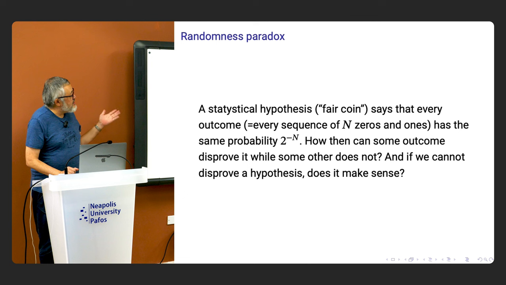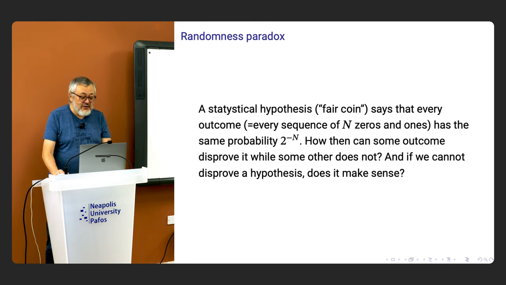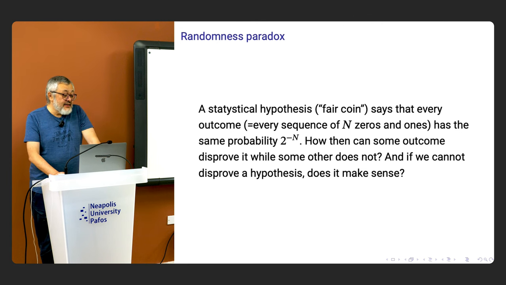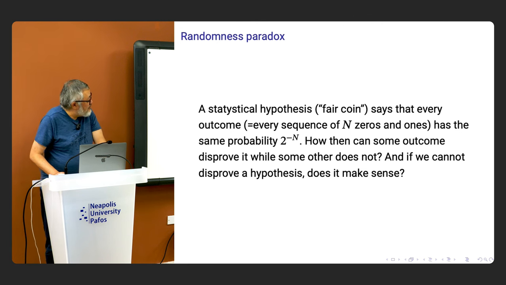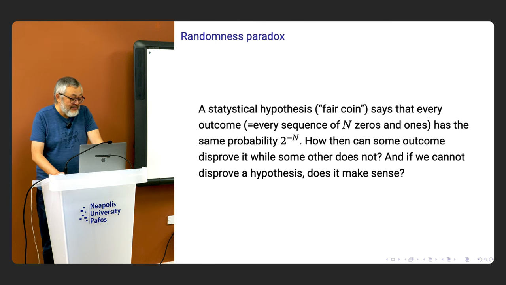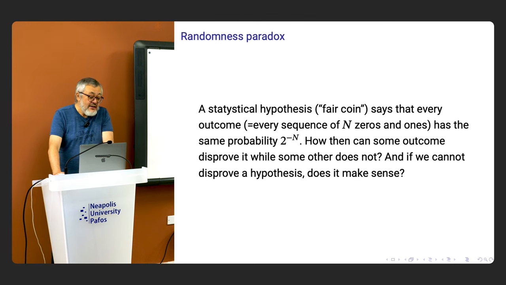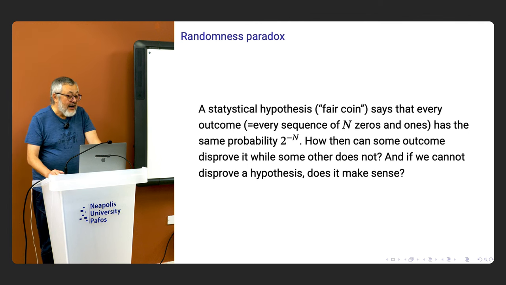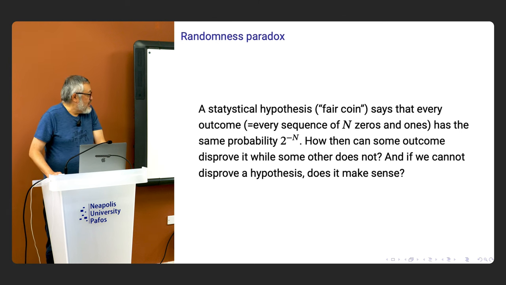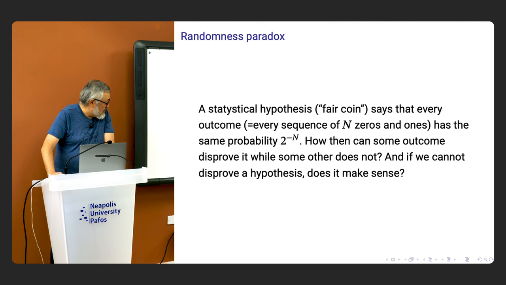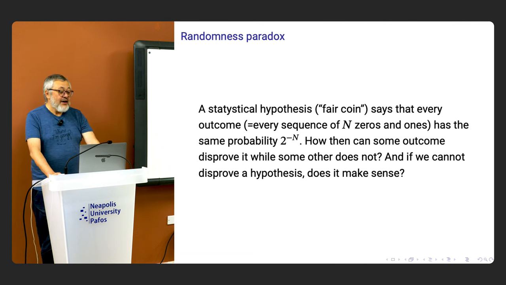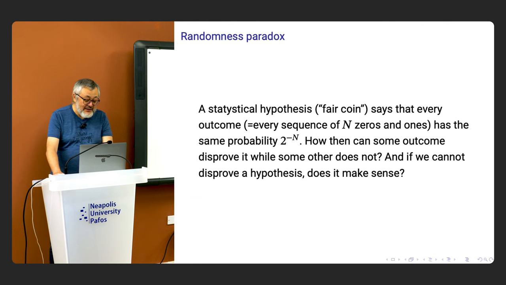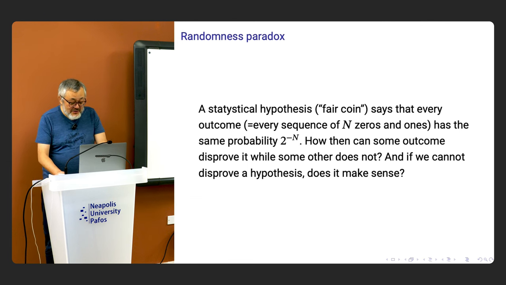So here is this paradox in its clearest form. Our statistical hypothesis says that every sequence of zeros and ones has the same probability. And then somehow, still, we say that some outcomes, some observations, are inconsistent with this hypothesis. For example, 0101 somehow disproves the hypothesis. And why? Why can't the others, which have exactly the same probability, do this?